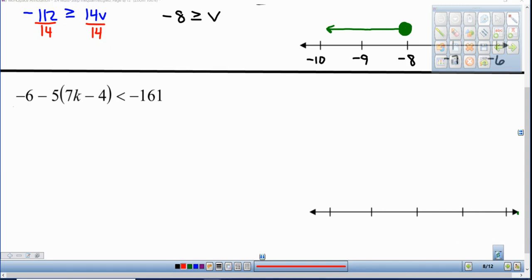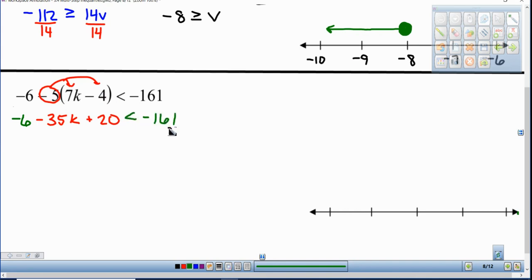We will go ahead and do this one together. It has a little bit more than the previous one. We do see distributions, so I'm going to leave the -6 where it is. But then we have a -5 that needs to be distributed to the parentheses. And so we would get -35k. Negative times a negative is a positive. 5 times 4 is 20. And that will end my distribution.